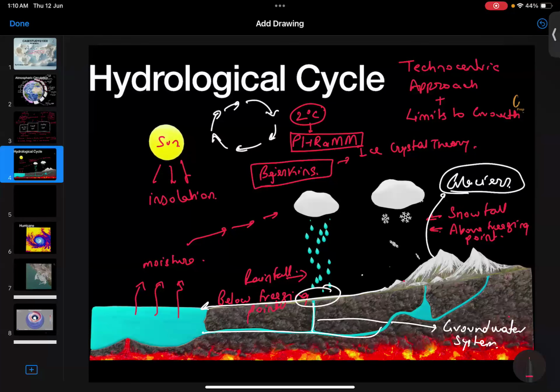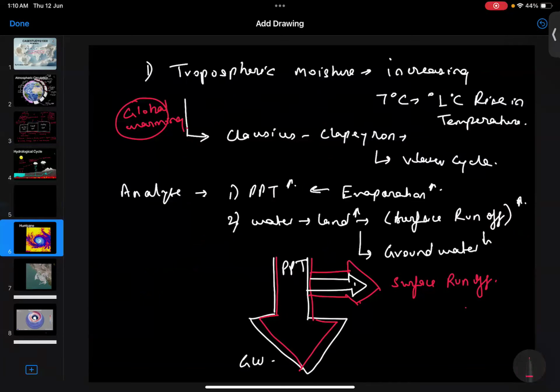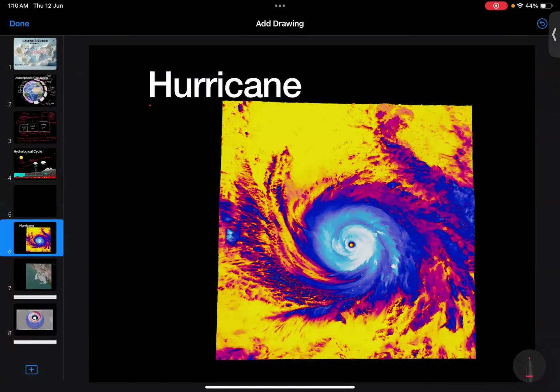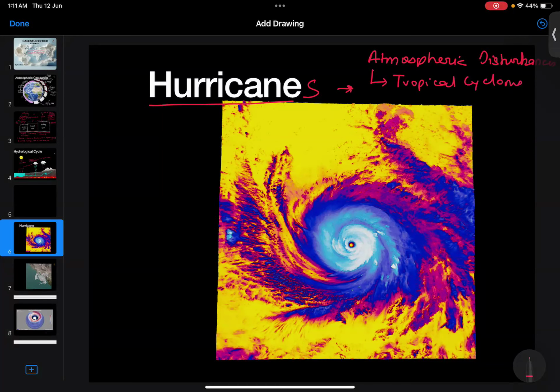Okay. Now moving to the next topic. The next topic that we have here is hurricane. A hurricane is a storm, or we can also classify it under atmospheric disturbances. Under atmospheric disturbances, these are classified under tropical cyclones. These tropical cyclones are part of hurricanes.